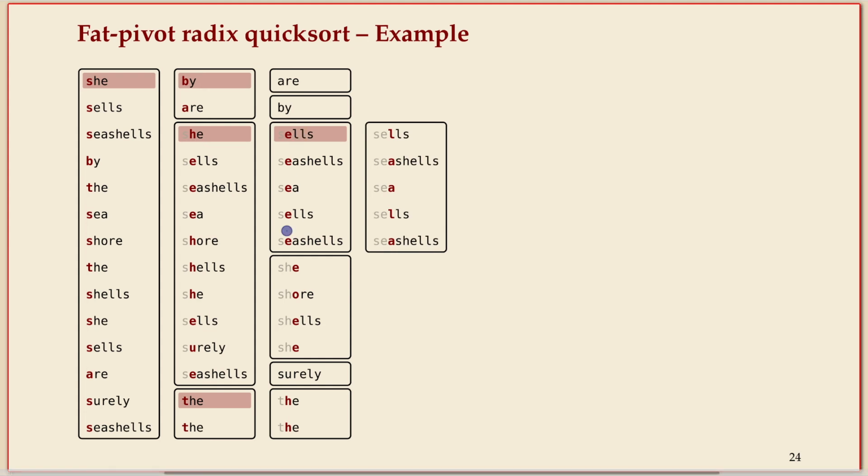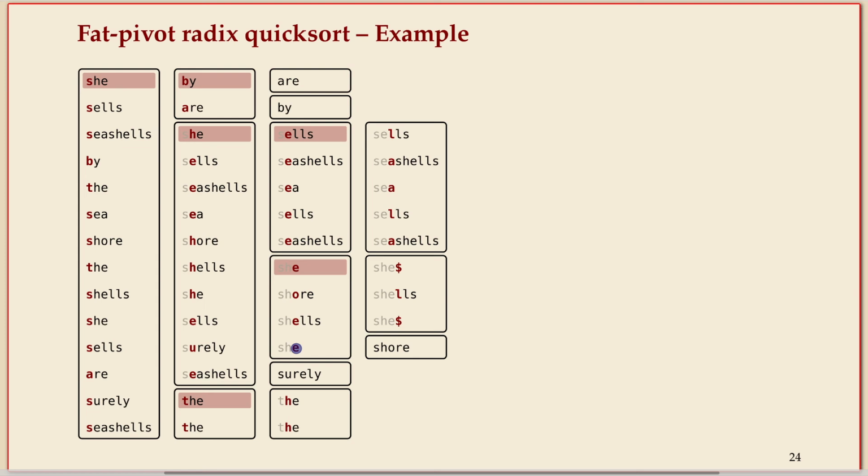One more recursive step. Here again, they all have an e, so nothing really happens. They stay together, but we've excluded e from the consideration. In this one, we have a few strings that have a character smaller than e, for example, L. Okay. Did I want to pick another pivot here?